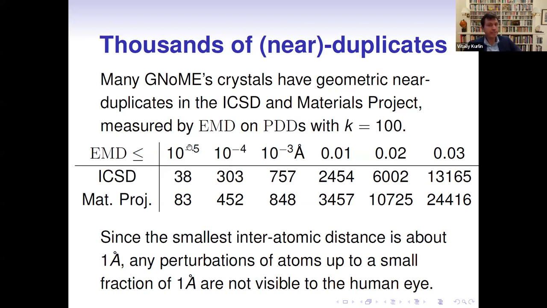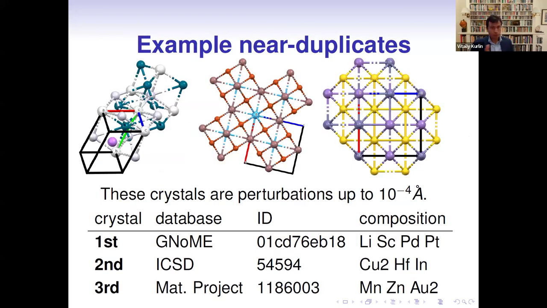So we have found these coincidences. 38 GNoME crystals appear in the ICSD as near duplicates, but many more thousands if we increase our threshold up to 0.03, which means we need to perturb every atom on average up to this threshold. We can get this number of crystals as near duplicates in the ICSD and Materials Project. So here are specific examples, three of them.